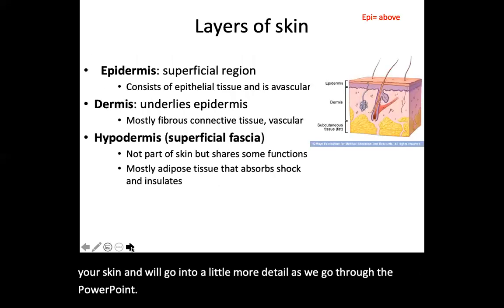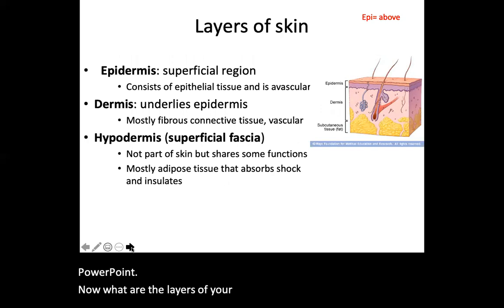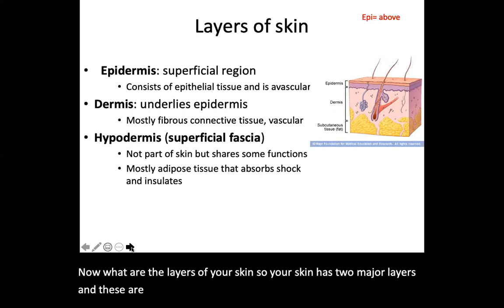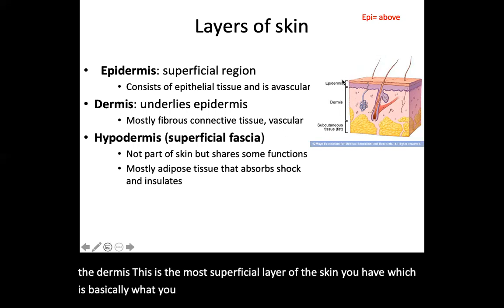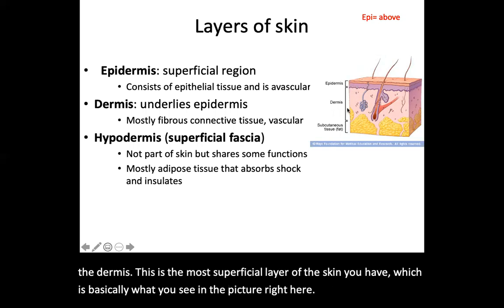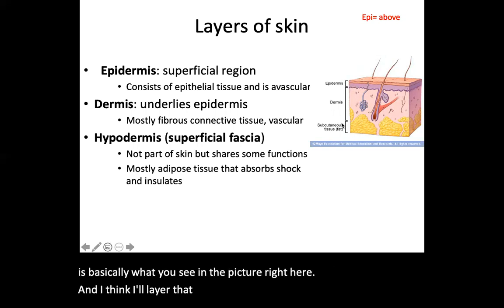Now, what are the layers of your skin? Your skin has two major layers, and these are the epidermis. Epi means above, so epidermis means above the dermis. This is the most superficial layer of the skin you have, which is what you see in the picture right here. And the thicker layer that sits underneath that would be your dermis.